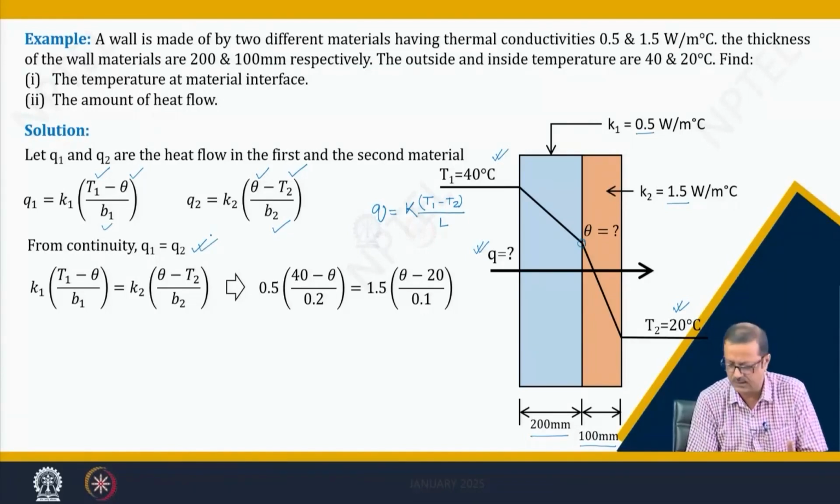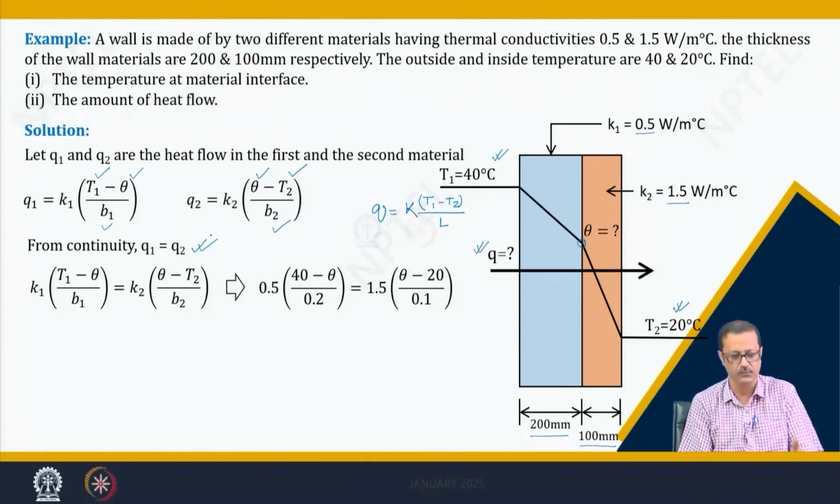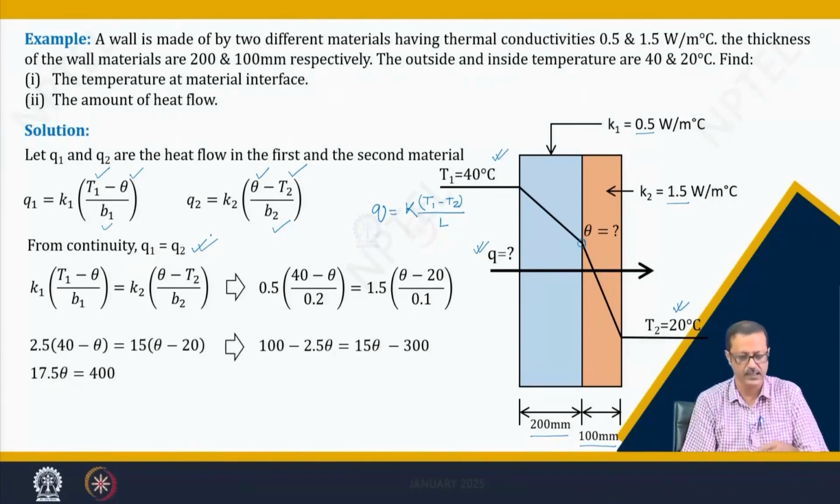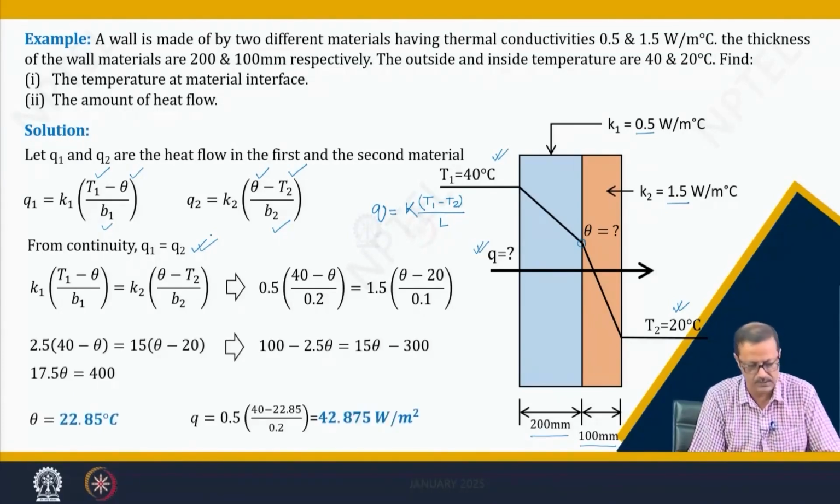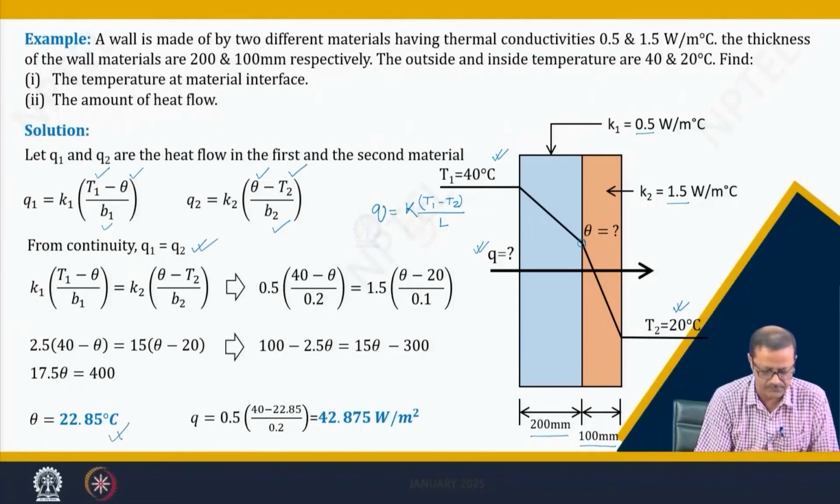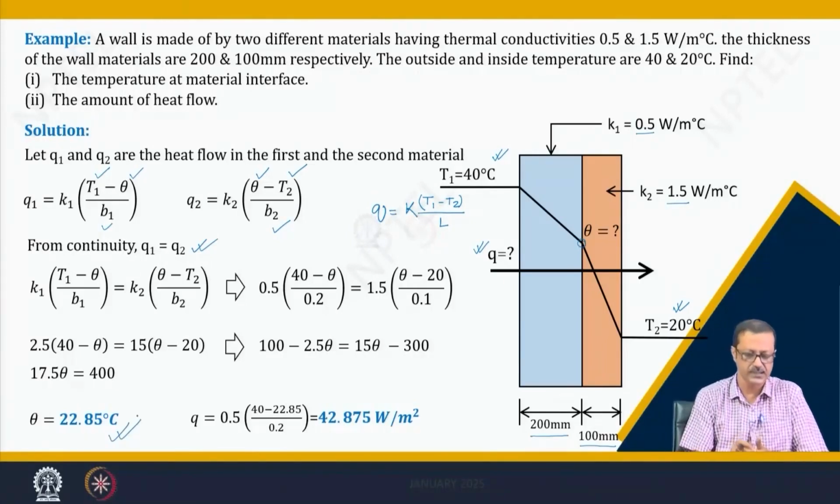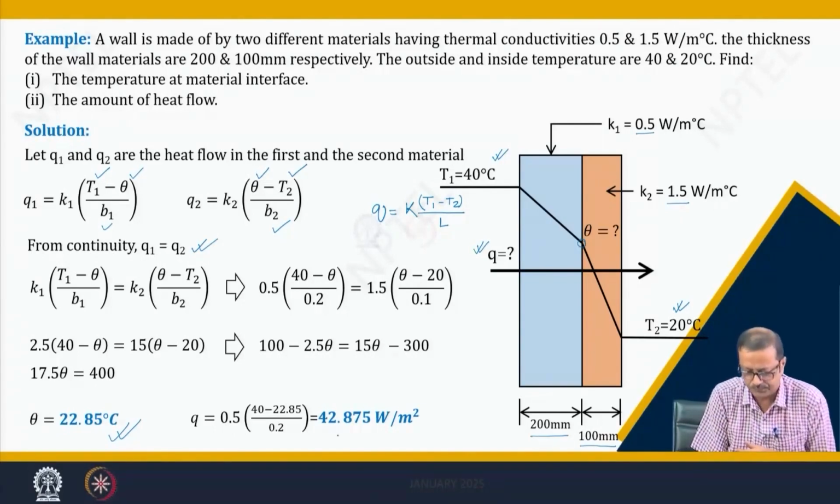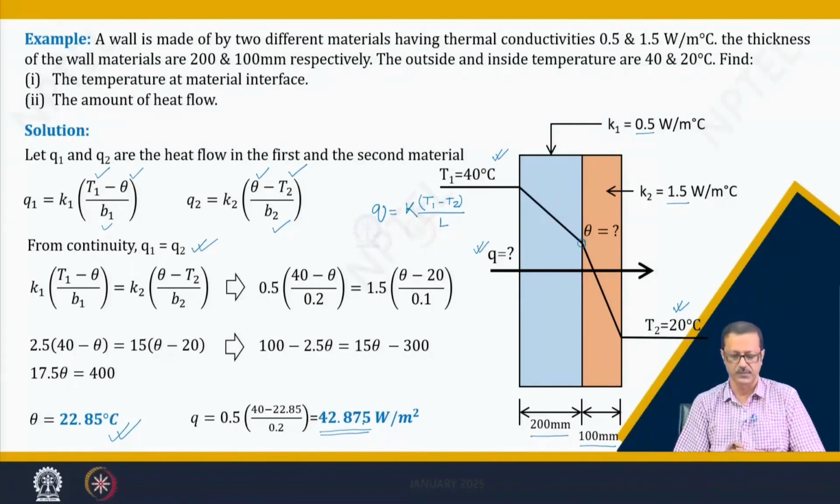Everything is known: B1 is 200 mm, B2 is 100 mm, but I have to put B1 and B2 in meters, not in other units. K1 and K2 are 0.5 and 1.5, and T1 and T2 are 40 degree and 20 degree. Only theta is unknown, so I can solve for it and find that theta is about 22.85 degree. Replacing the value of theta in one of the equations, the heat flux is about 42.8 watt per meter square.